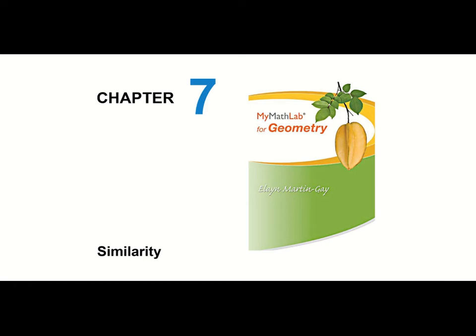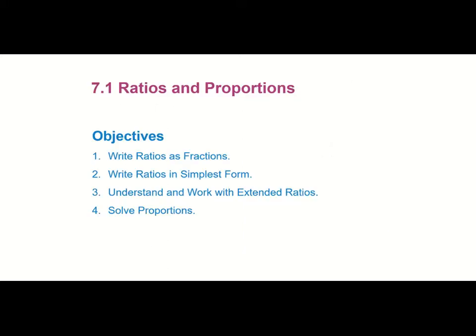Hi everybody, this is Chapter 7, and in Chapter 7 we're going to talk about similarity, mainly with triangles, but we will look at polygons, other polygons with similarity. The first section that we're going to look at here is going to be 7.1, ratios and proportions, and we will look at how to write ratios and work with extended ratios and solve proportions as well.